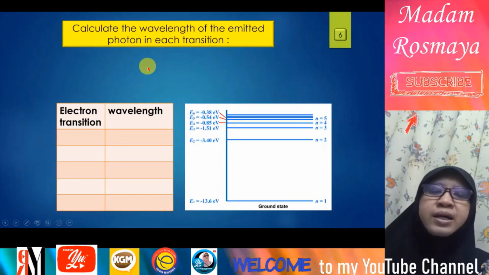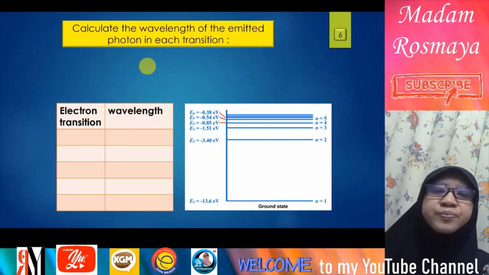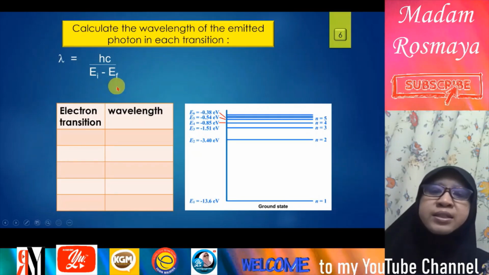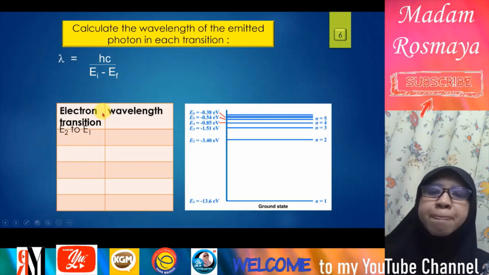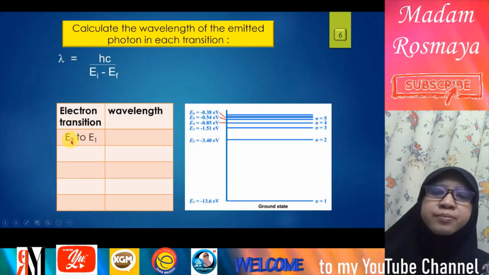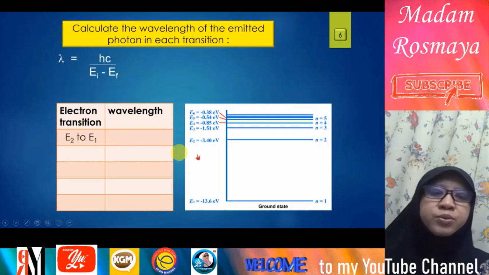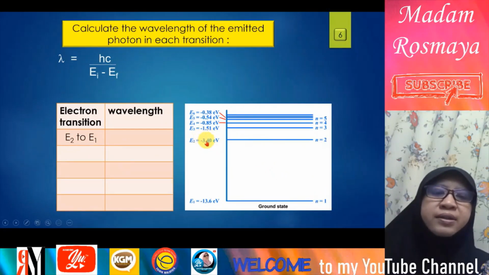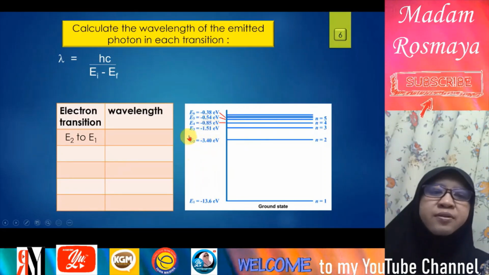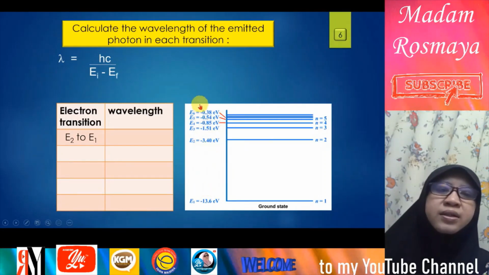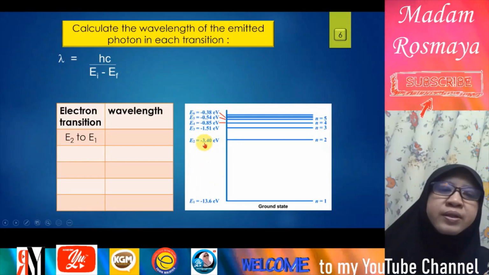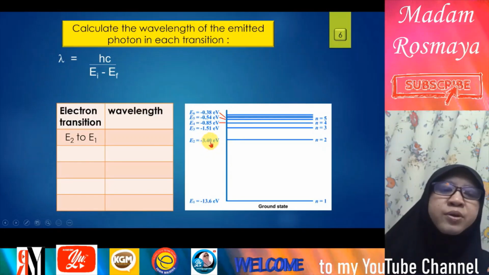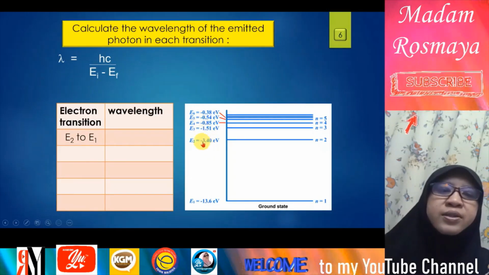Next, we are going to calculate the wavelength using the equation just now. This equation, wavelength equals hc per (Ei - Ef). First, from 2 to 1. The energy was calculated in the previous lesson, so we just use this value of energy. Using the equation 13.6 divided by n squared, we get all this. So 3.40.